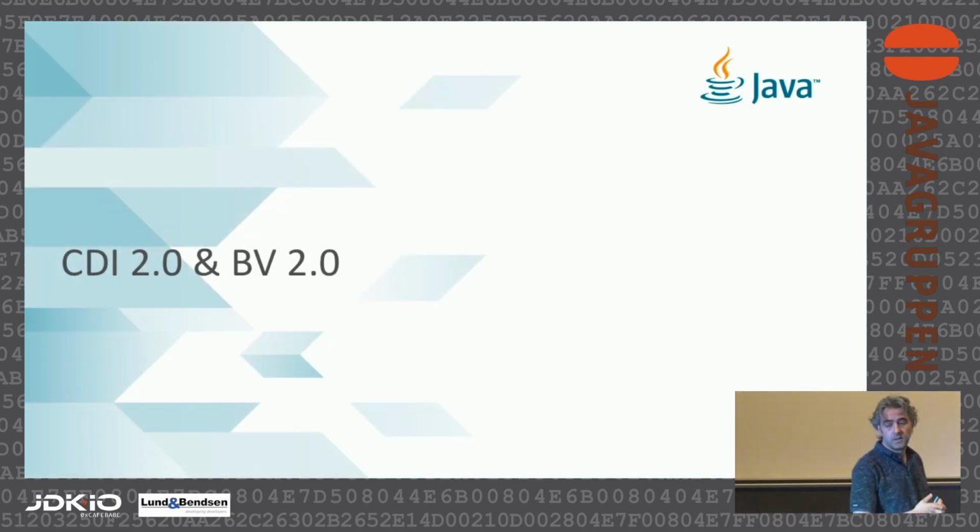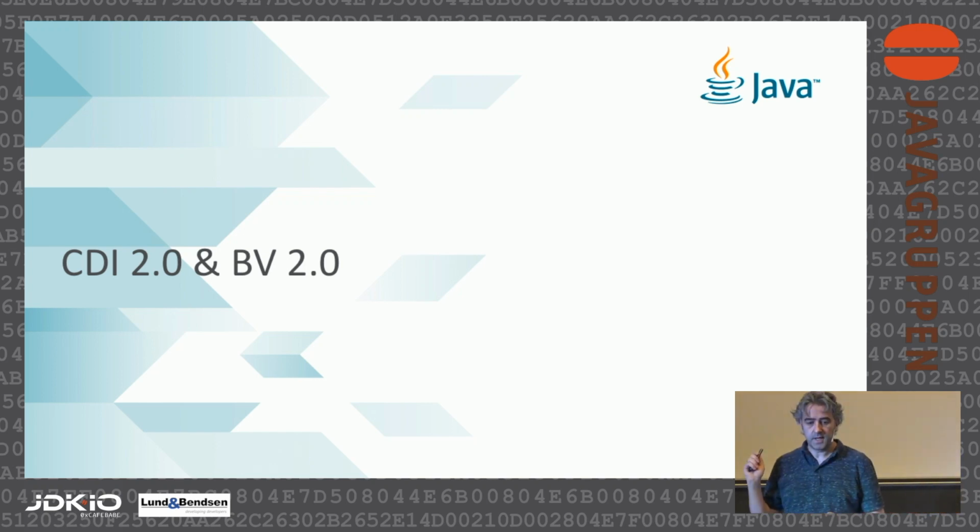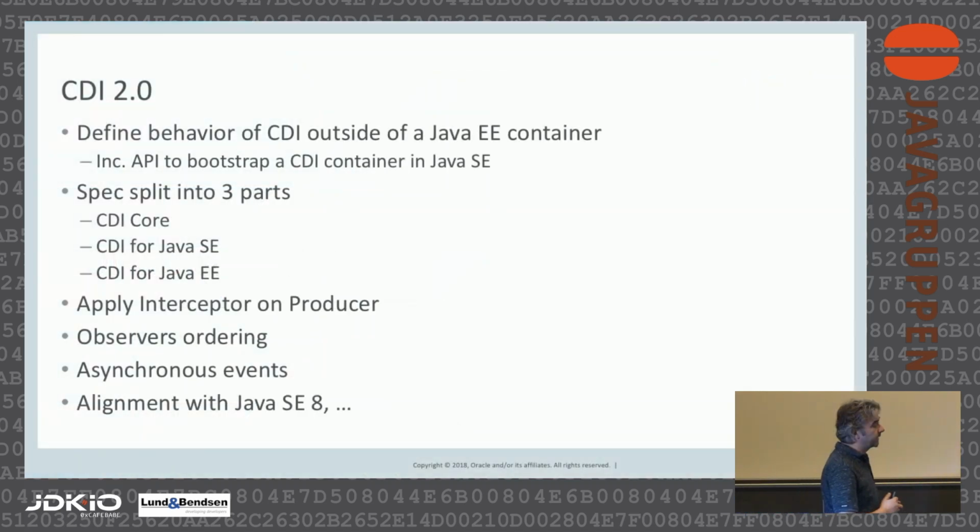So moving on, two APIs which have been updated in Java EE 8, Jakarta EE, are CDI 2 and Bean Validation 2 from our friends at Red Hat. So CDI 2 is basically about boosting the adoption of CDI outside of Java EE. So CDI in itself is a relatively large specification, so that was an issue if you just want to use a pure Java EE runtime.